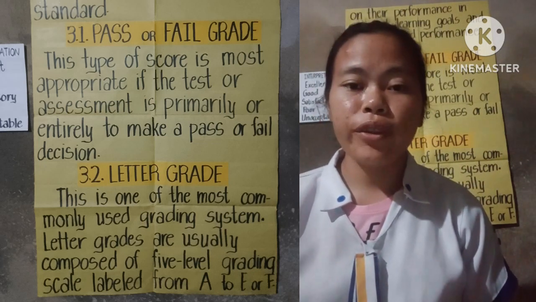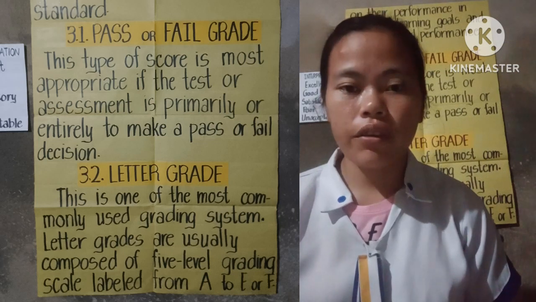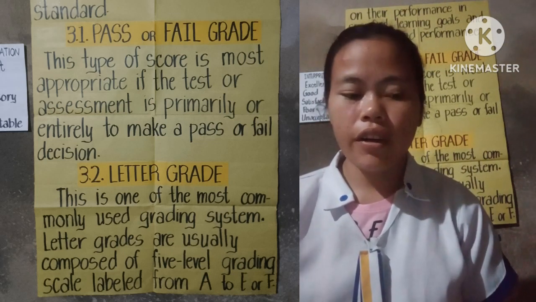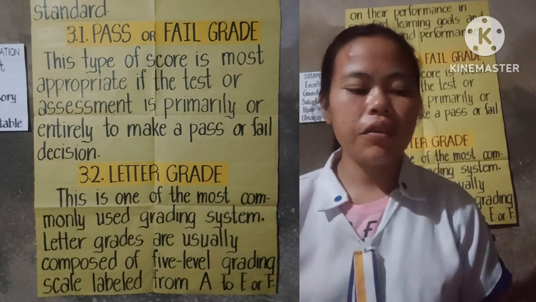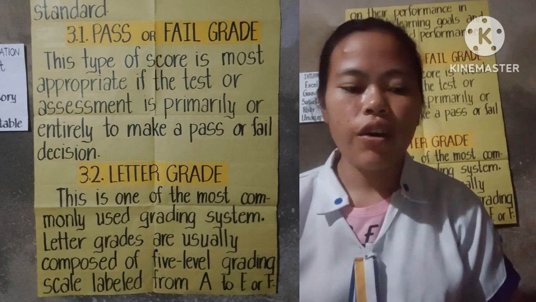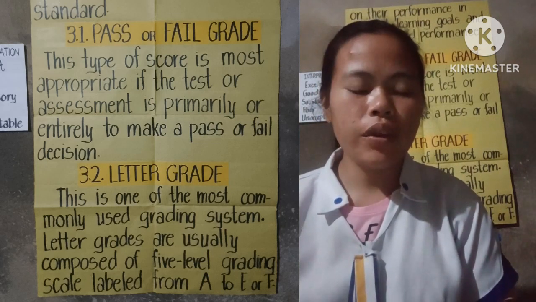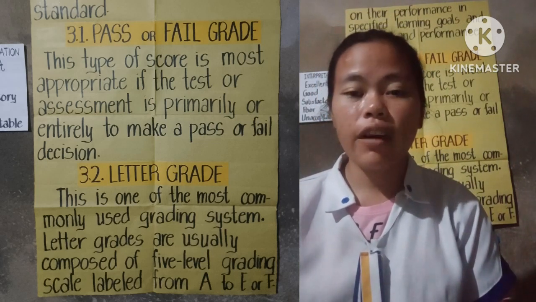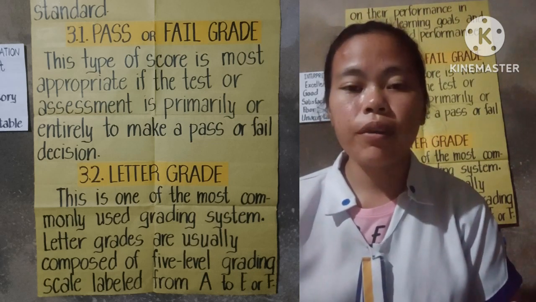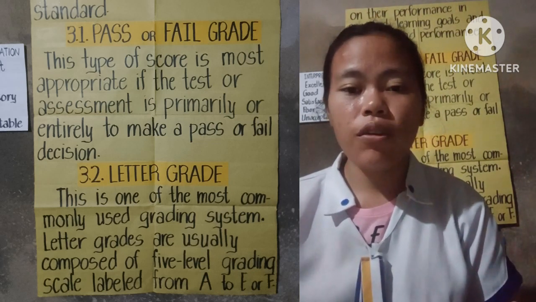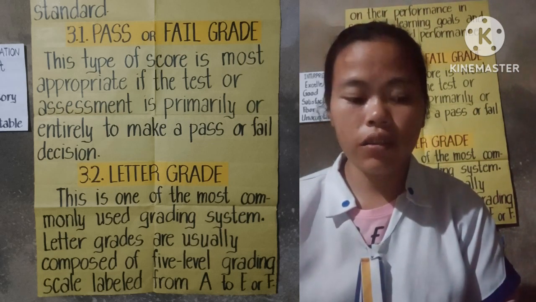So next, another type of criterion reference grading system is letter grade. In letter grade, this is one of the most commonly used grading systems. Letter grades are usually composed of a 5-level grading scale labeled from A to E or F, with A representing the highest level of achievement or performance and E or F the lowest grade representing a failing grade.